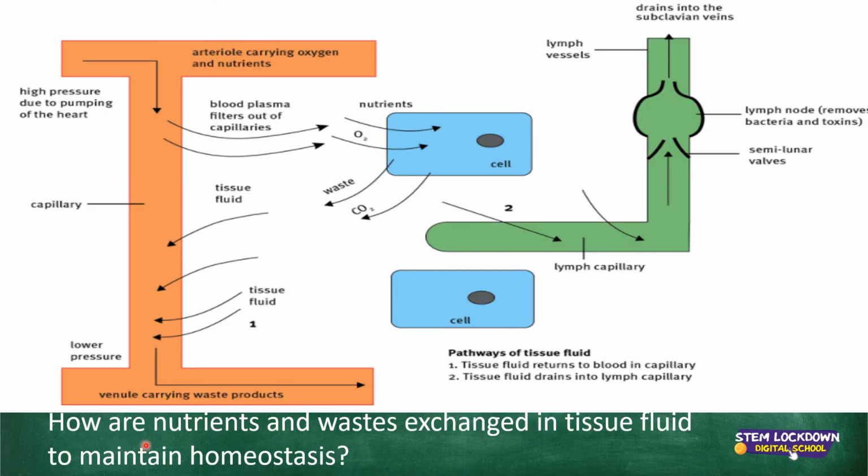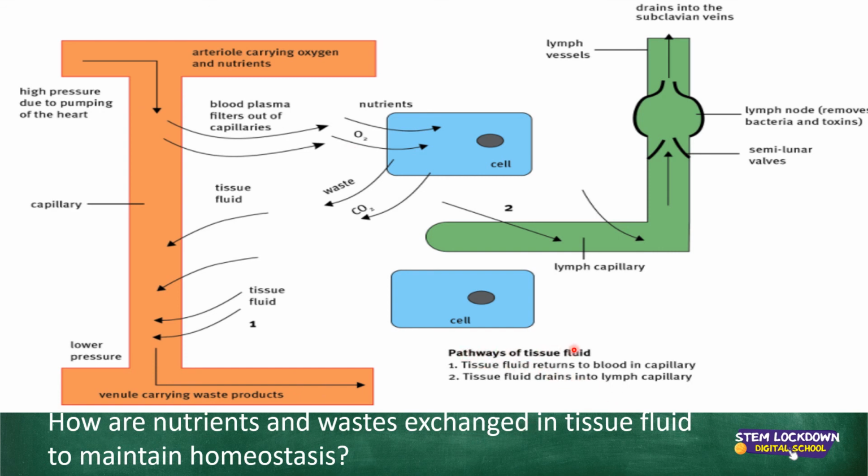And then, how are nutrients and wastes exchanged in tissue fluid to maintain homeostasis? So how is this exchange happening? This also involves the diffusion of these various nutrients and wastes in and out of these tissue fluids and the particular organ.